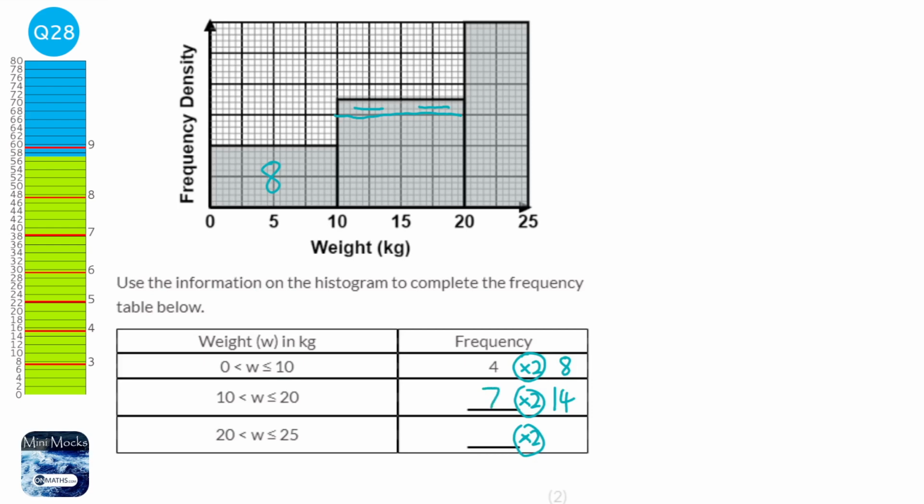And counting the next squares, we're at 6 high and 2 across, so that would be 12. And so we're going to divide by 2 to find out the answer is 6. So the frequencies are 7 and 6.